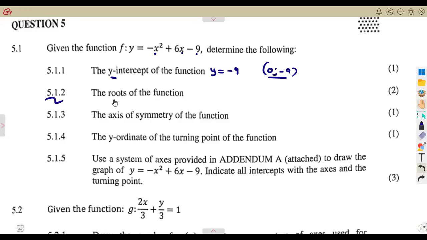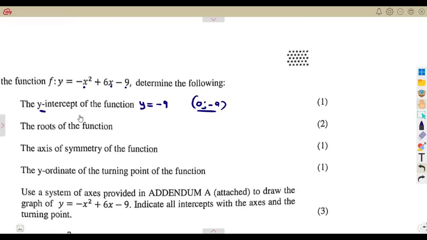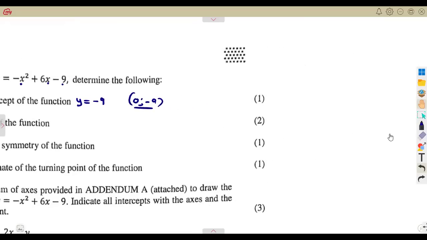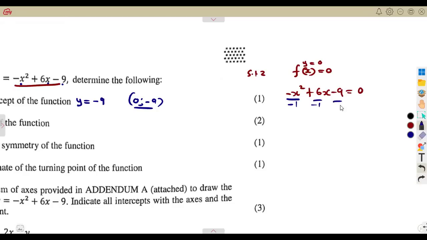5.1.2, the roots of the function. So the roots of this function are the x values when you solve this equation. Remember, the roots are at the condition where f of x is equal to 0. Y is supposed to be equal to 0. So this whole equation, minus x squared plus 6x minus 9, must be equal to 0. So you solve. It's an equation. To remove this negative, we can divide by negative 1, so that you do not have confusion there. So that's x squared minus 6x plus 9 is equal to 0.